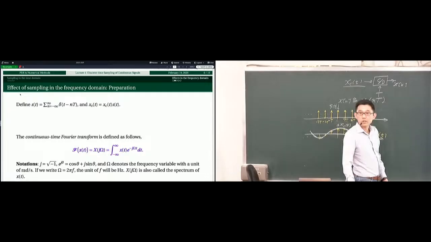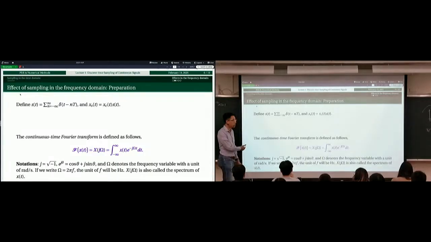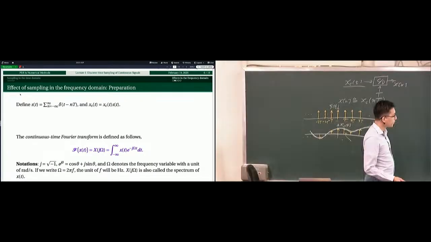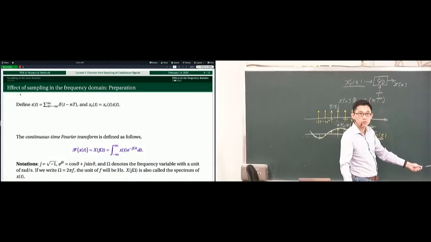You have taken signals and systems. The integral runs from minus infinity to infinity for continuous time for a transform. Any questions regarding the definition of the Fourier transform and the notation?